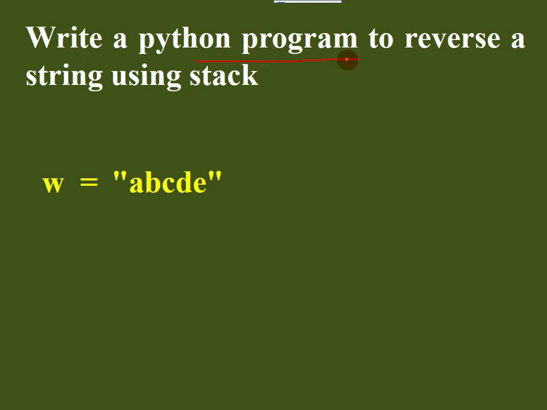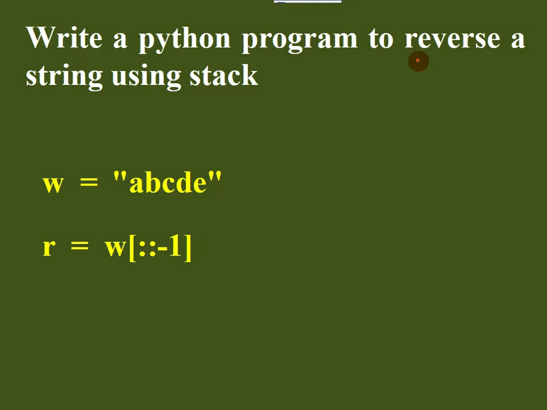Write a Python program to reverse a string by making use of stack. Consider the string w is equal to a, b, c, d, e. Without using stack, how can you reverse this string? We can make use of string slicing, and it can be written as w. There is no starting index, there is no ending index, simply -1 is given. What the slicing method does is w is reversed, which means you get e, d, c, b and a, and variable r points to the reverse string.